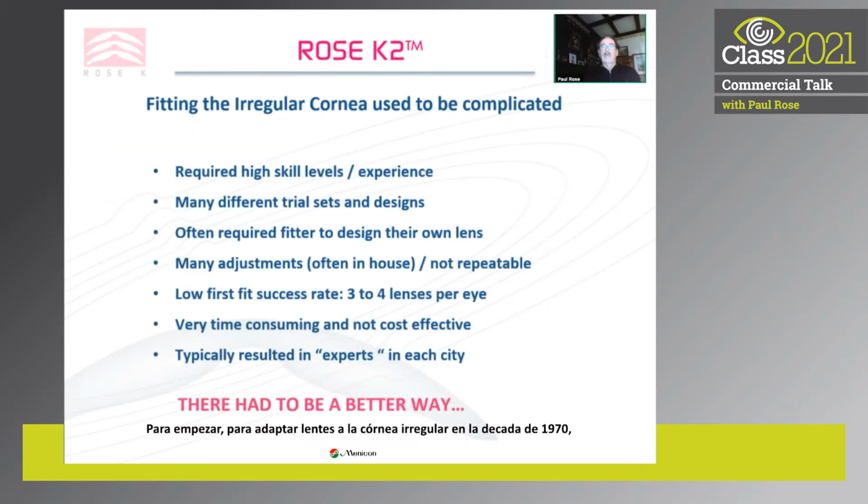When I started fitting the irregular cornea back in the 1970s, you had to really be an expert. It required high levels of skill. You had many different trial sets. You often had to do in-house alterations on the lens, so you had an alteration kit within your practice. It typically resulted in 3 or 4 lenses per eye, very time consuming, not cost effective for either the laboratory, the patient, or for me, and typically resulted in experts in each city because people just didn't want to fit the irregular cornea. So I decided there had to be a better way.